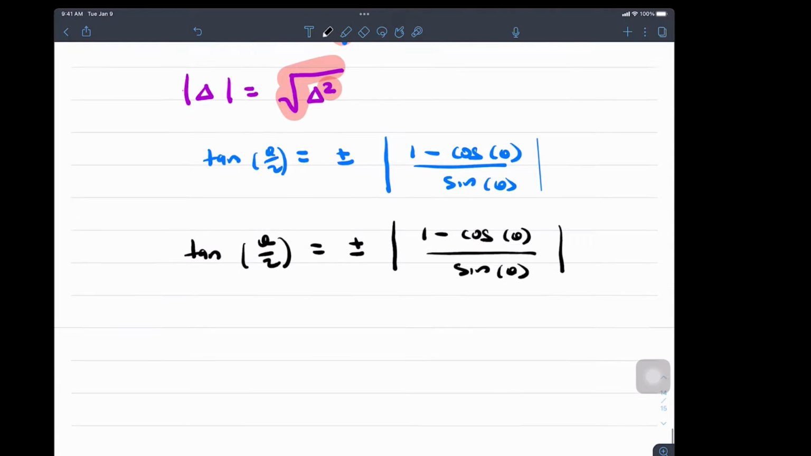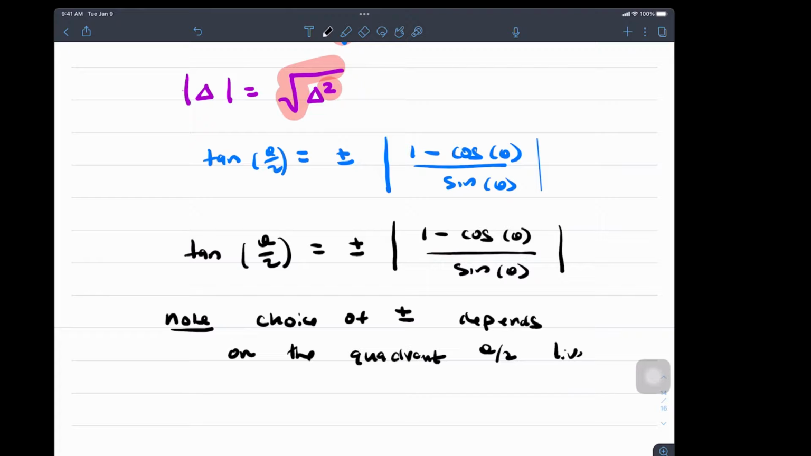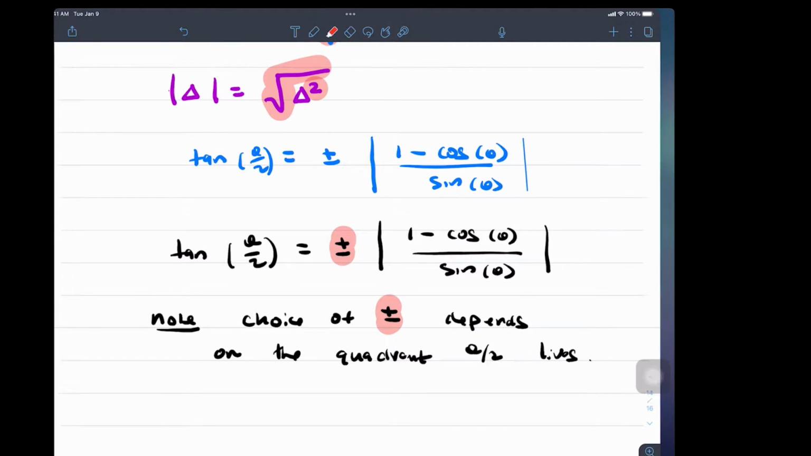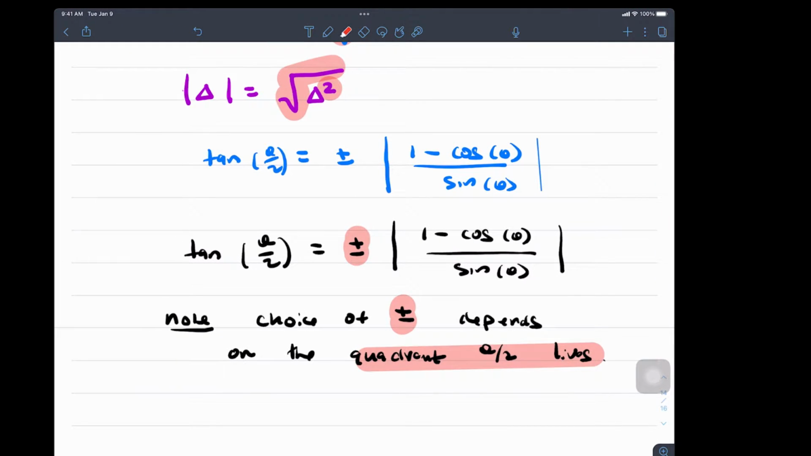Now, I want you guys to note what the book says. The choice of plus or minus simply depends on the quadrant theta over 2 lives in. Okay, so this is going to be an important issue. The plus or minus depends on the quadrant that the half angle lives in.